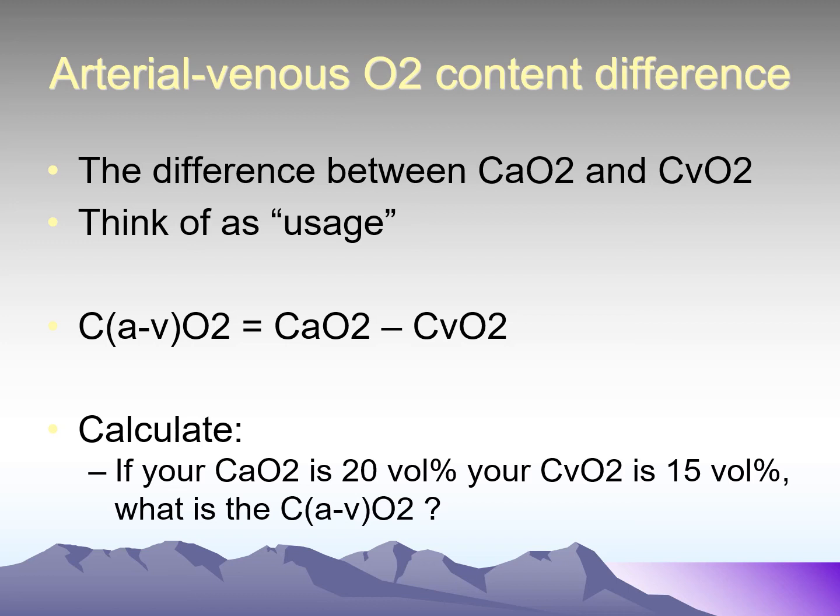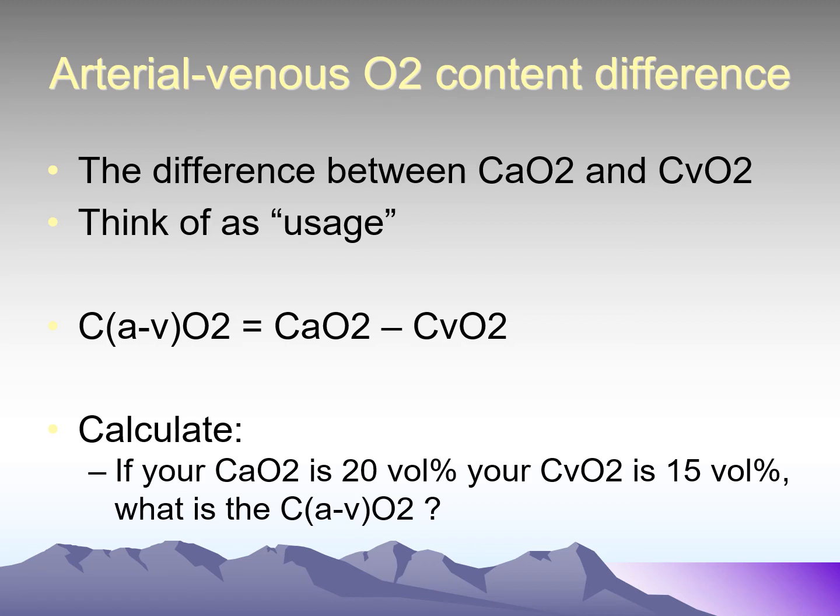So different things to think about. What might increase the usage? That's going to be reflected by a lower number. So again, it would be reflected by a lower difference of the CaO2 minus the CvO2. And things that increase usage would be things that increase oxygen consumption. So fever, exercise, seizures, shivering, and low cardiac output.